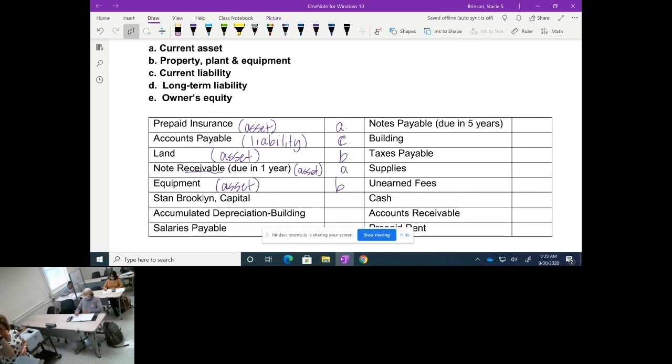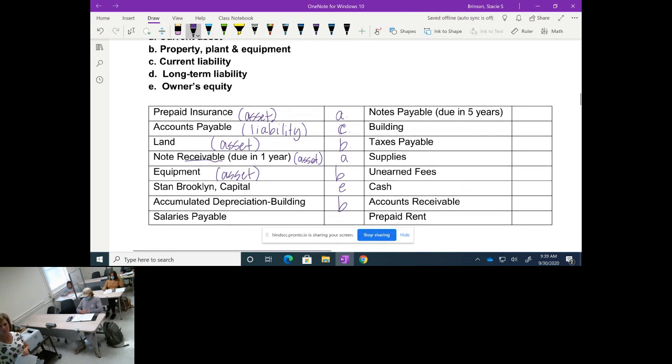Okay, what about Stan Brooklyn Capital? It's equity. All right, accumulated depreciation building. That's gonna go with all your other assets in that category, not other assets. Property, plant, and equipment. It's gonna go in property, plant, and equipment because it's gonna show up just below the asset that it's related to.